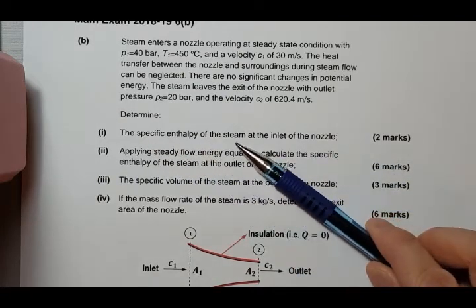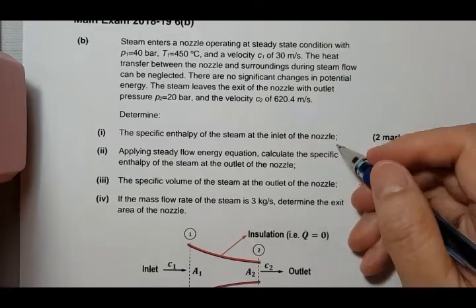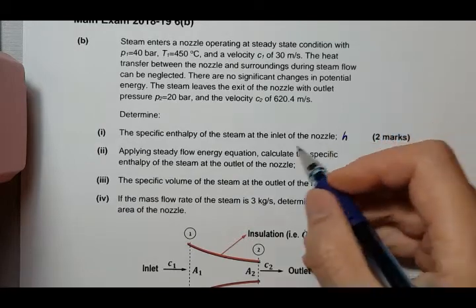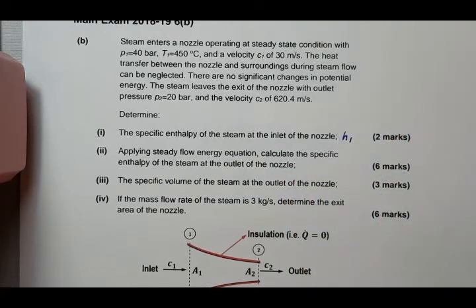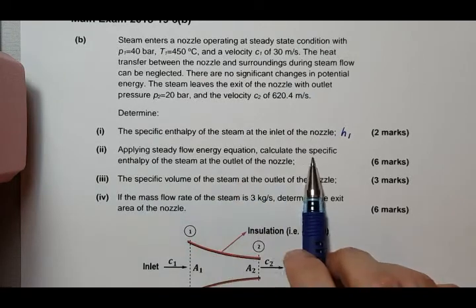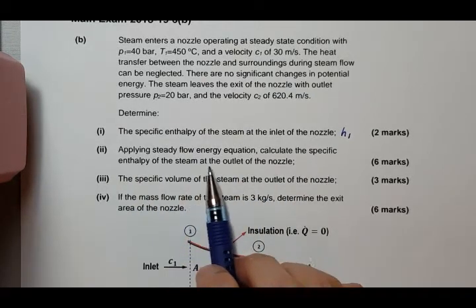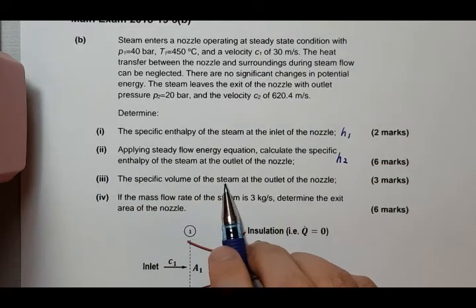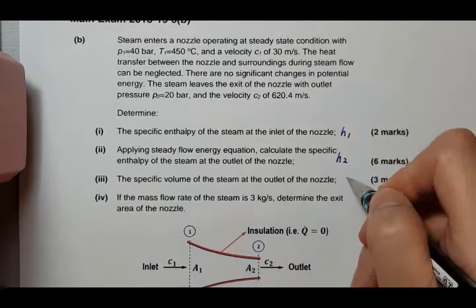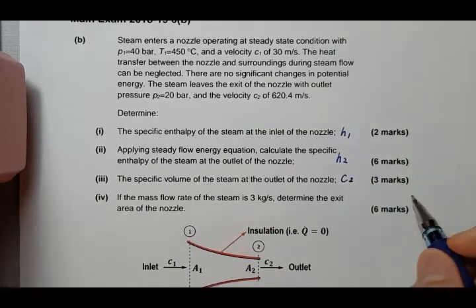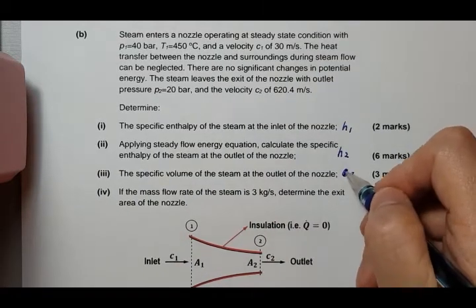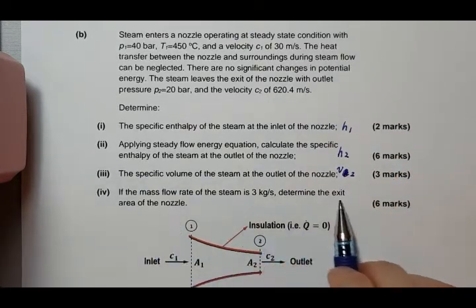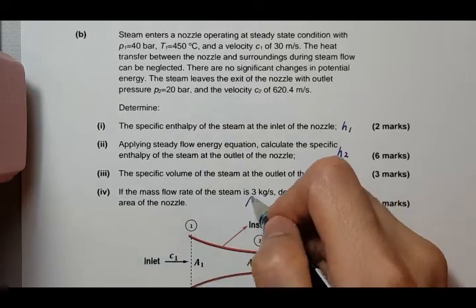So you can see that all these 4 questions: here we need to calculate the specific enthalpy of steam at the inlet of the nozzle, so that's H1, this is inlet. Now we need to calculate the specific enthalpy of the steam at the outlet, so that's H2, and the specific volume of the steam at the outlet, that's V2, and finally determine the exit area of the nozzle, A2.